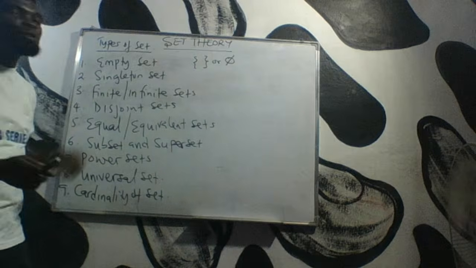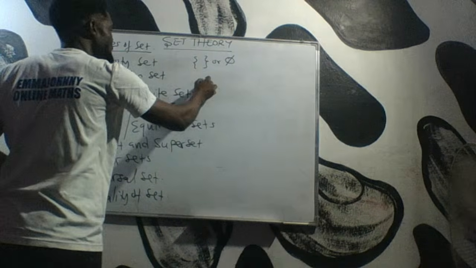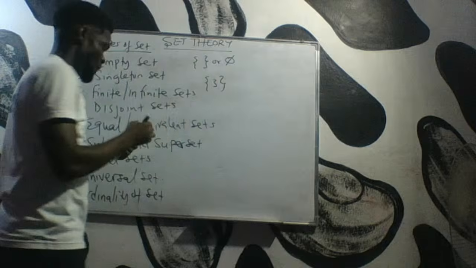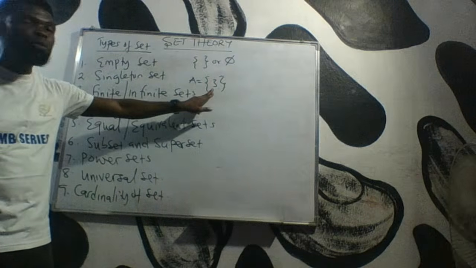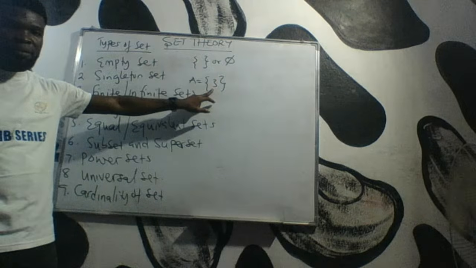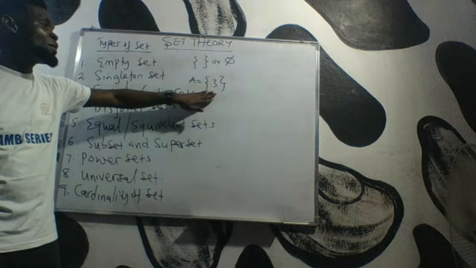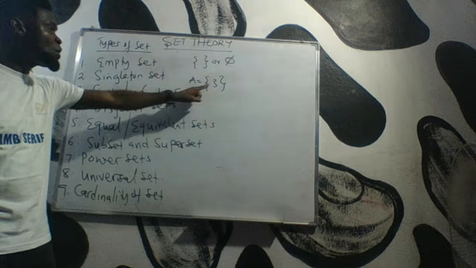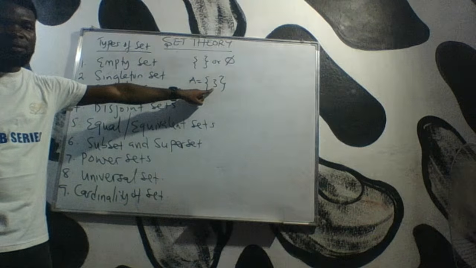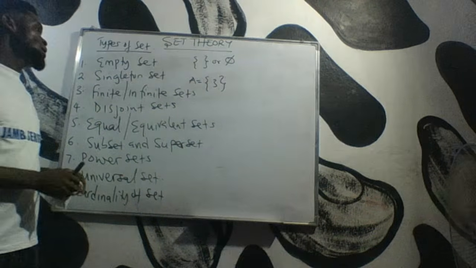Number 2, singleton set. So if I have a set, set A, which is equal to, now you notice that there is only one element inside this set. So at this point, we call this a singleton set. What is a singleton set? A set that has only one element. That's a singleton set. Okay.